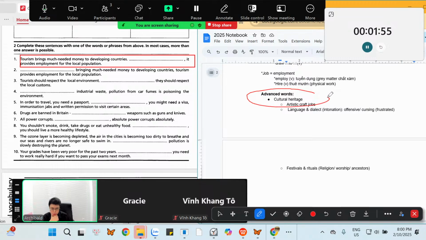Cultural heritage, artistic craft jobs, language, dialect, festivals, and rituals.